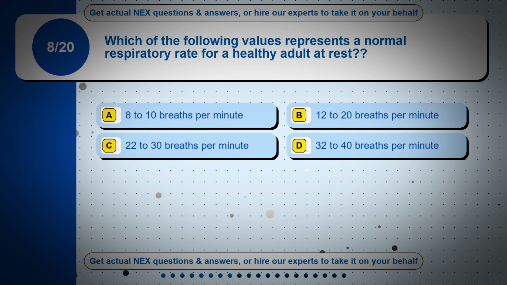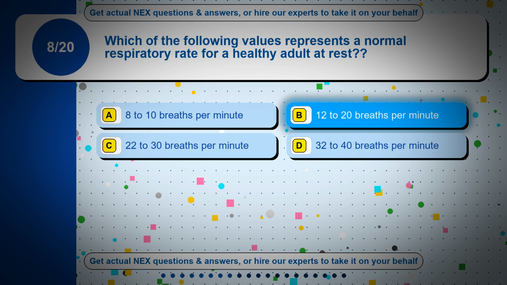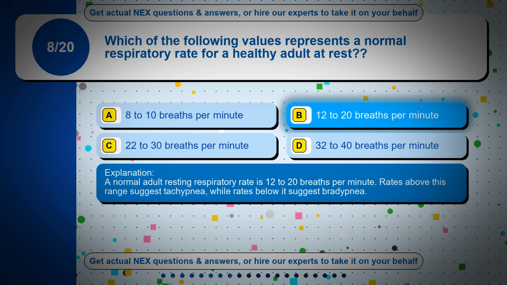Question 8. Which of the following values represents a normal respiratory rate for a healthy adult at rest? Option A, 8 to 10 breaths per minute. Option B, 12 to 20 breaths per minute. Option C, 22 to 30 breaths per minute. Option D, 32 to 40 breaths per minute. The correct answer is option B, 12 to 20 breaths per minute. A normal adult resting respiratory rate is 12 to 20 breaths per minute. Rates above this range suggest tachypnea, while rates below it suggest bradypnea.